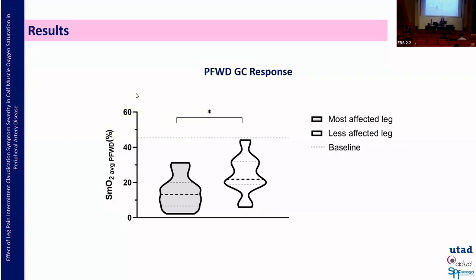At pain-free walking distance, the gastrocnemius muscle oxygen saturation was different between legs. The geometric shape of the most affected leg is less wide ranging than the less or no affected leg. Probably we have a mix of severity of the symptoms in the no disease or less symptomatic leg, which is probably important for future analysis and future studies.